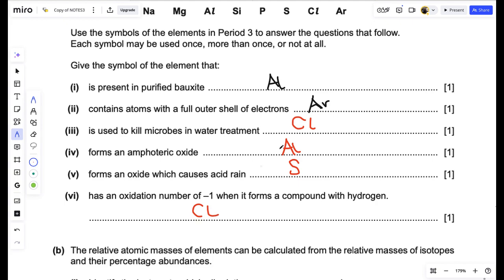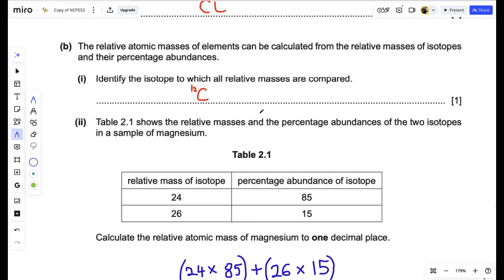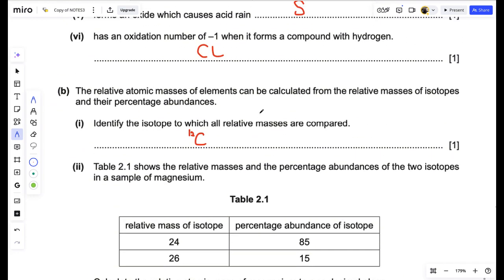So chlorine has appeared twice, aluminum has appeared twice, and some elements like sodium were not used, right? Phosphorus was not used, and so on and so forth. Silicon was not used, and so on and so forth. Okay, so that's that for that. Now we go to the next question.